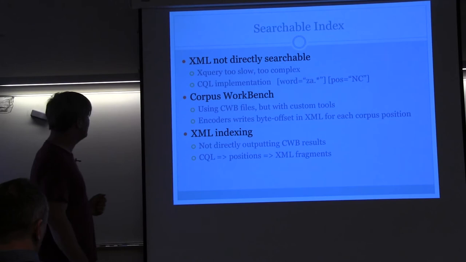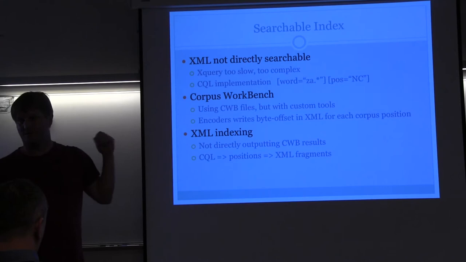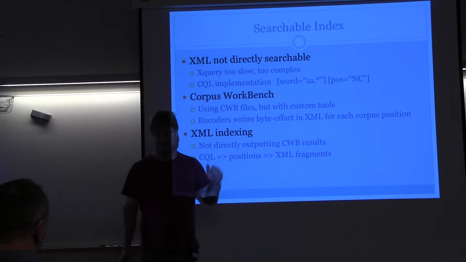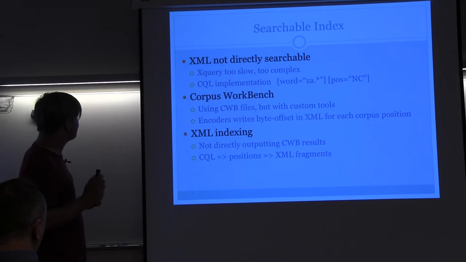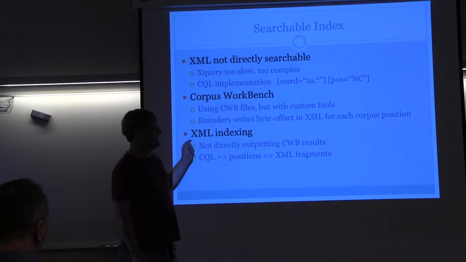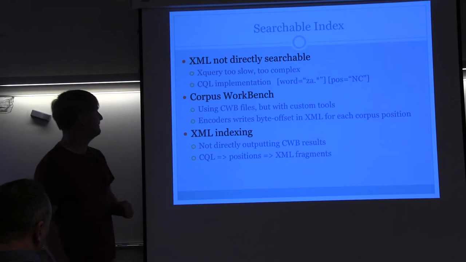So what TEITOK does is it uses the Corpus Workbench. Not actually the Corpus Workbench in a sense. It uses a lot of custom tools that use the same file format. So I'll get back to that in a bit. And then it actually does a trick, which I'll explain in a second: it doesn't give you a quick keyword and context list. It actually gives you XML fragments back. And I'll explain why that is important and how it does that.